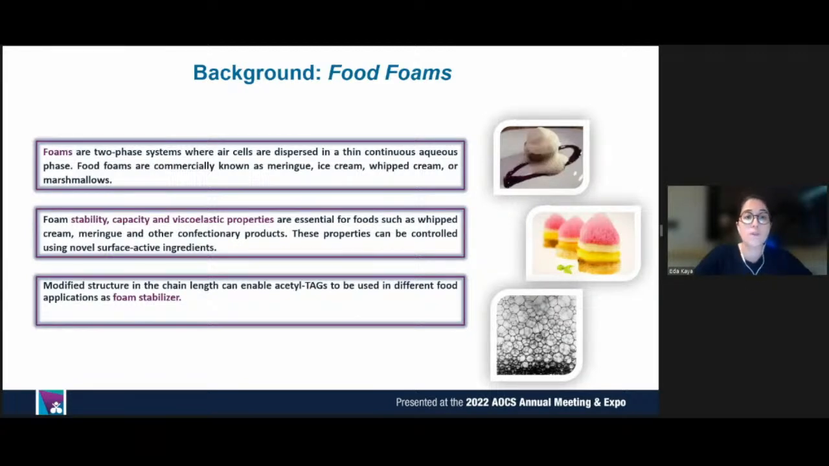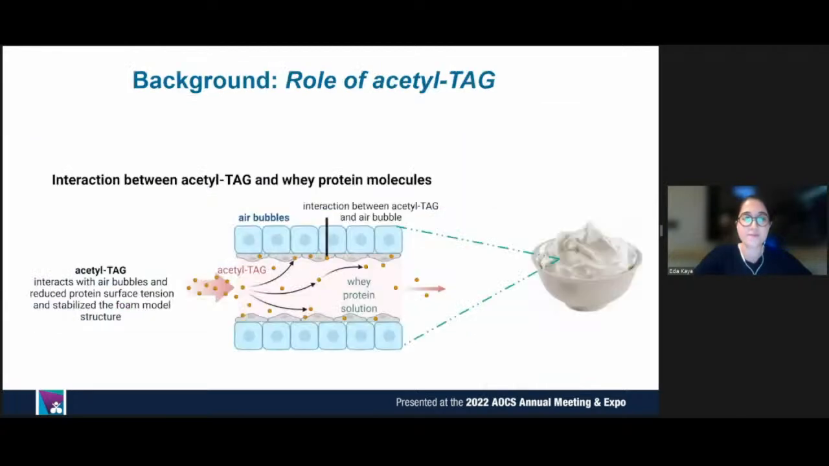As you already know, foams are two-phase systems where the air cells are dispersed in the continuous aqueous phases. And we know these foams as meringue, ice cream, whipped cream, or marshmallows commercially. Their stability and capacity are really important, so acetyl-TAG can normally be used as a foam stabilizer in these structures.